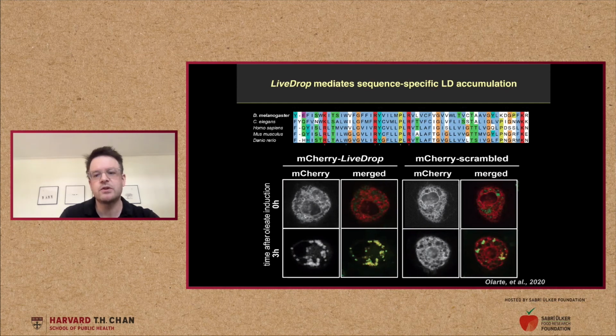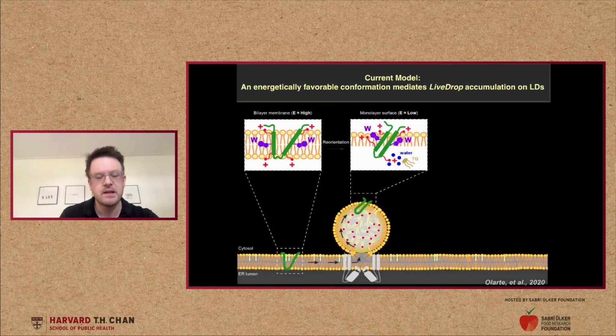And I don't have time to show you all the data that she generated, but I want to leave you with the model of how we currently believe this occurs, which is that the proteins are inserted into the endoplasmic reticulum under a strain in which positively charged residues anchor the hairpin to both sides of the membrane. And this positions large hydrophobic residues into an energetically unfavorable position in the middle of the bilayer. As the proteins transition to the surface of lipid droplets, this restraint is released, leading to the accumulation of tryptophans on the surface of the monolayer, leading to an energetically more favorable state on the membrane.